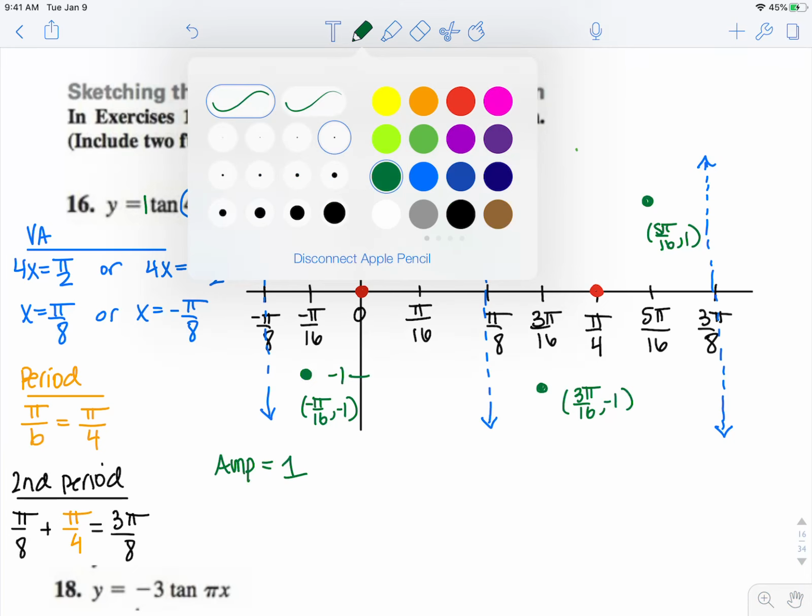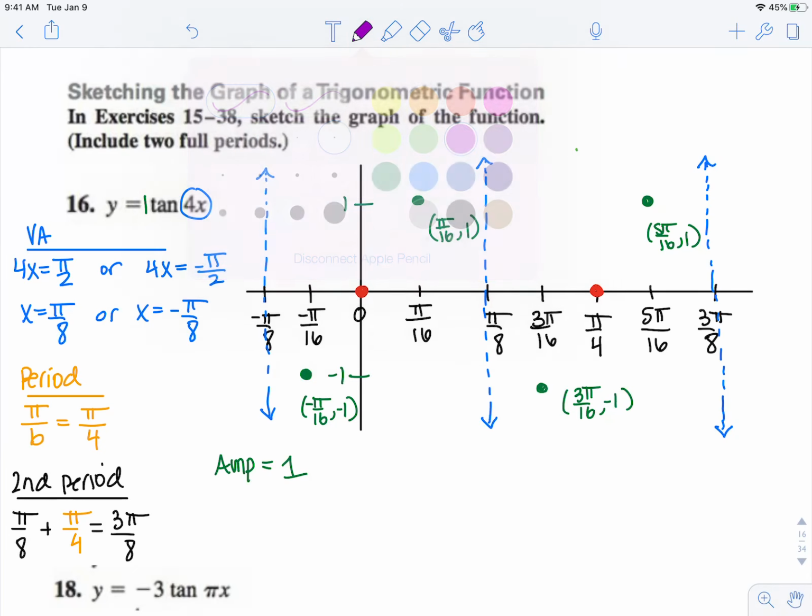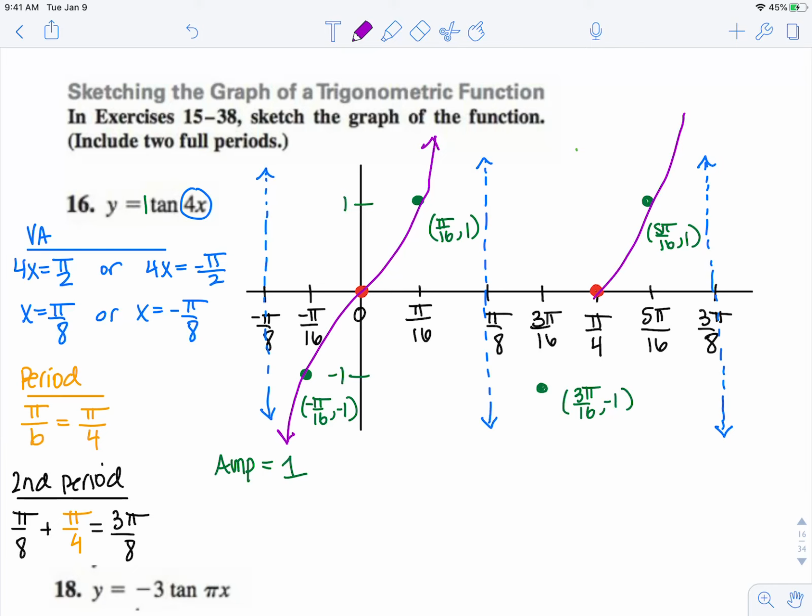Now that we have our key points, we can draw our tangent curve coming through these key points, getting close to our asymptotes, but not actually crossing them. Two full periods.